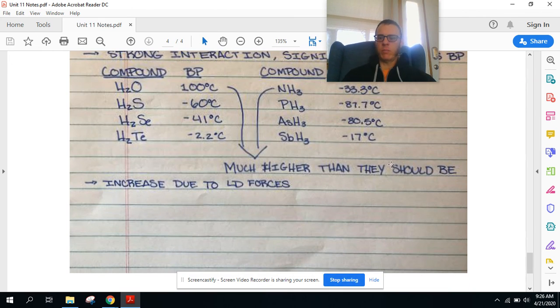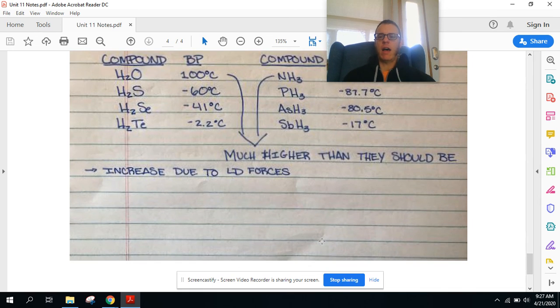So here, NH3 and H2O are much higher than they should be. And the increase down here is due to London dispersion forces. You're going to have to identify what sort of intermolecular force is occurring between compounds. So just get ready to do that on the homework assignment.